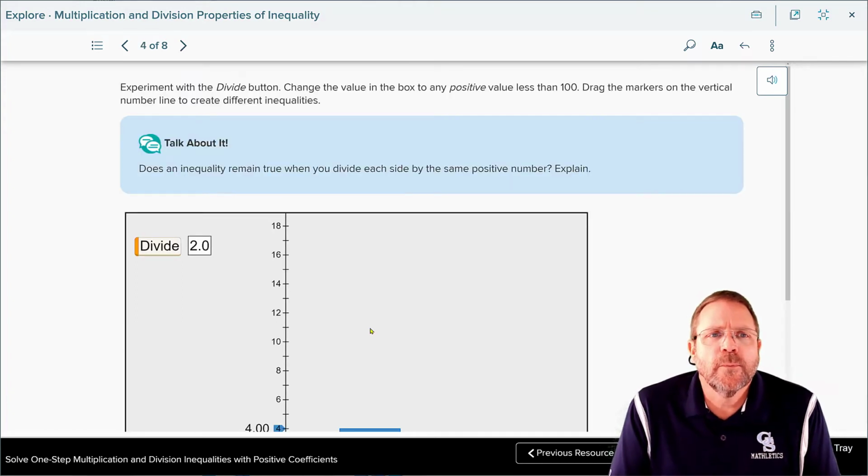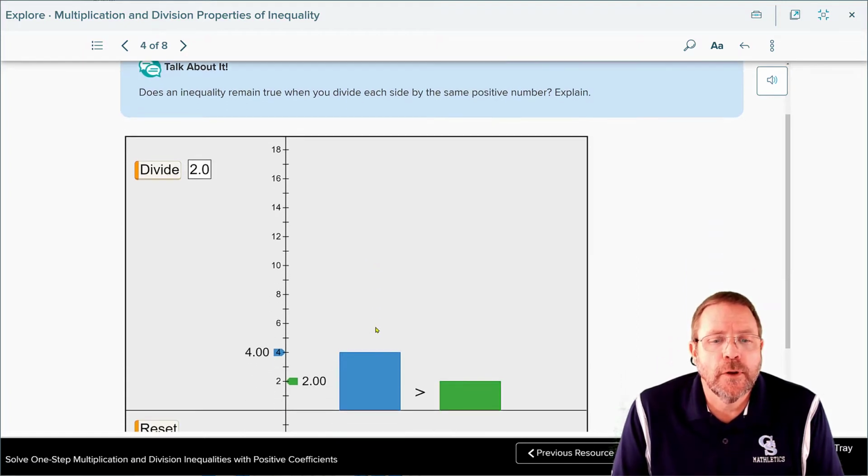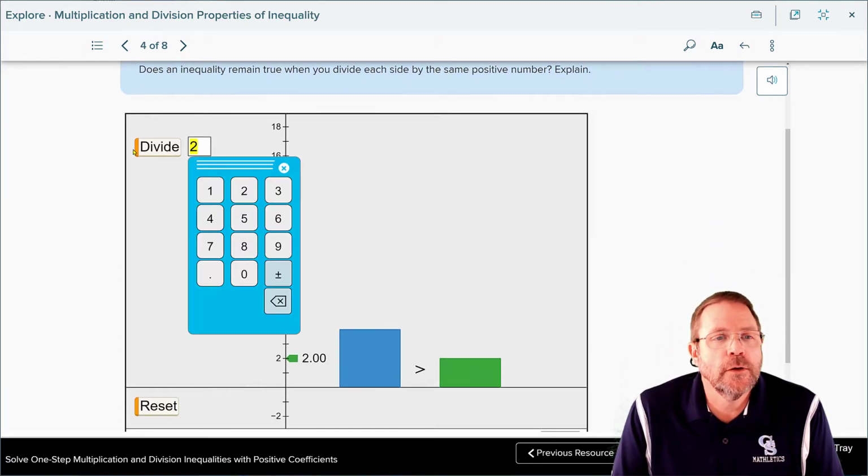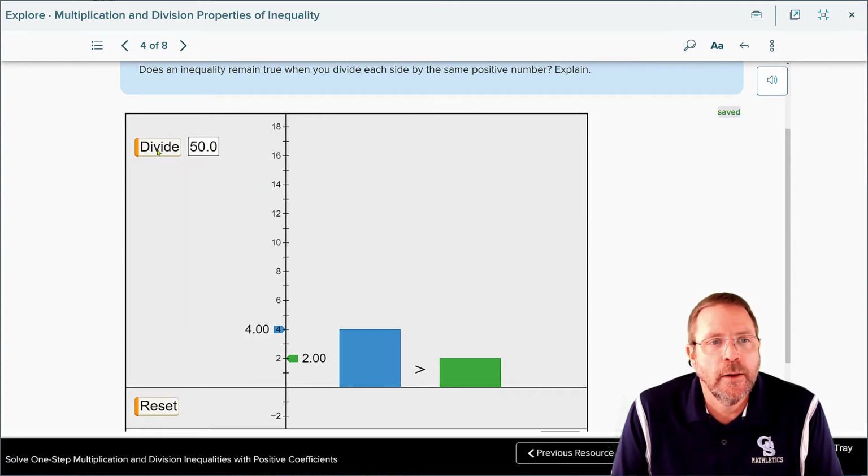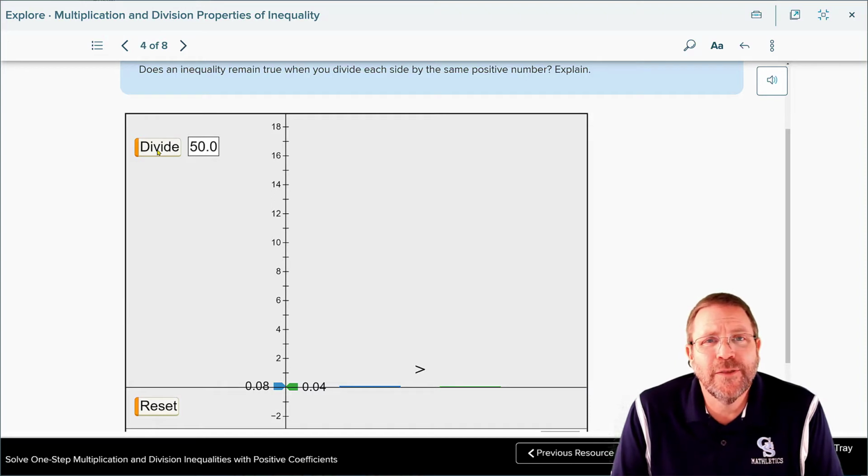Now they want us to experiment with that divide button and change the value in the box to any positive number less than 100 and see what happens to the markers on the vertical number line to create some different inequalities. So let's try to divide by 50. And what happens when we do that? Well, we get wee little tiny numbers. Sadly, we can't really see those, can we?